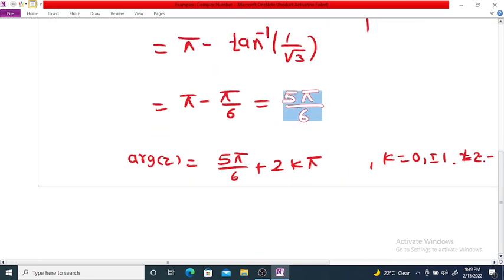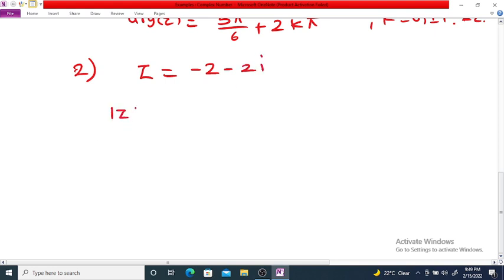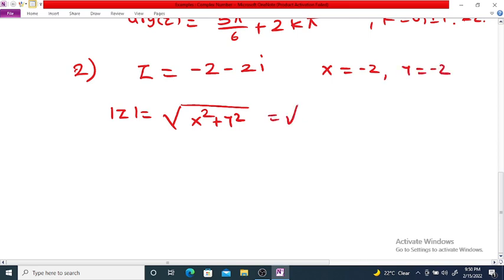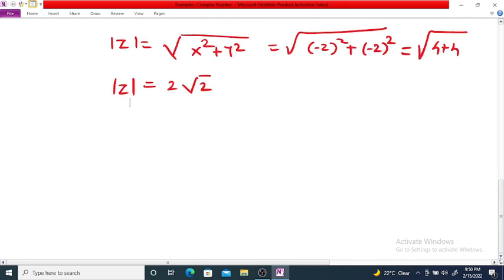The next example, same, we want to determine modulus and argument of the complex number z is equal to minus 2 minus 2i. So again, mod of z is equal to square root of x square plus y square. Here x is equal to minus 2 and y is also minus 2. So it is equal to minus 2 square plus minus 2 square. So this is equal to 4 plus 4, which is 8, which is nothing but 2 into square root of 2. So this is the modulus of z.